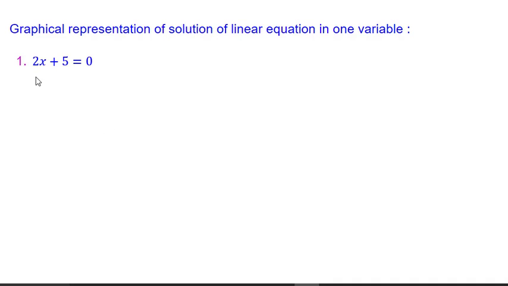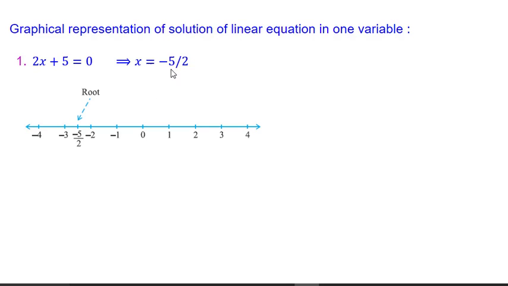Let us take the example of 2x plus 5 equal to 0. If we solve this, we get the value of x as minus 5 by 2. Now x equal to minus 5 by 2 is the solution of this linear equation. Let us represent this value on the graph. So here we draw a number line, and on that number line we will mark this x equal to minus 5 by 2.